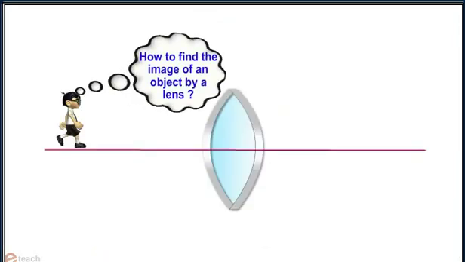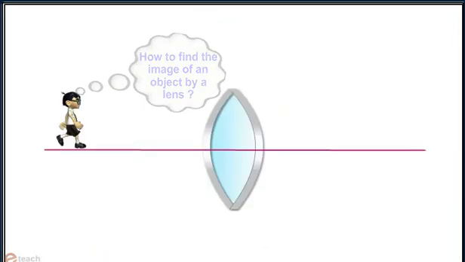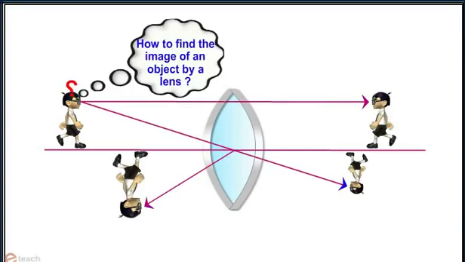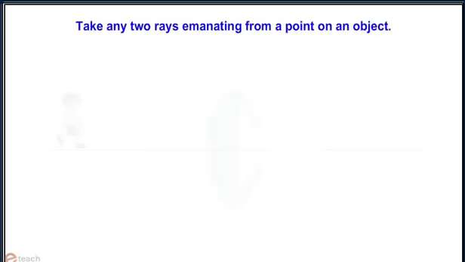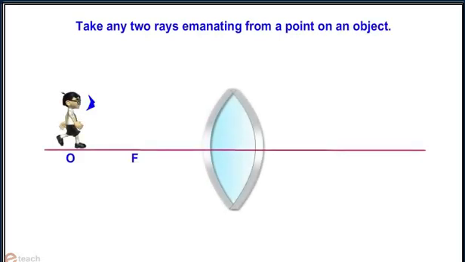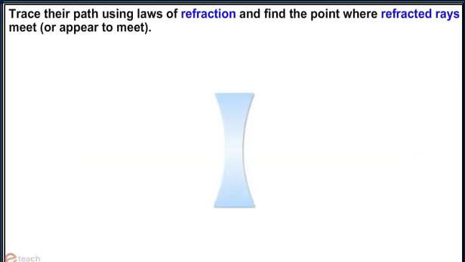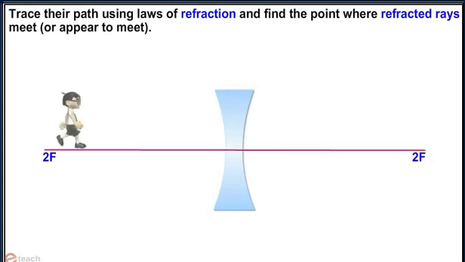How to find the image of an object by a lens? Take any two rays emanating from a point on an object. Trace their path using laws of refraction and find the point where refracted rays meet or appear to meet. However, it is convenient to choose any two of the following rays.